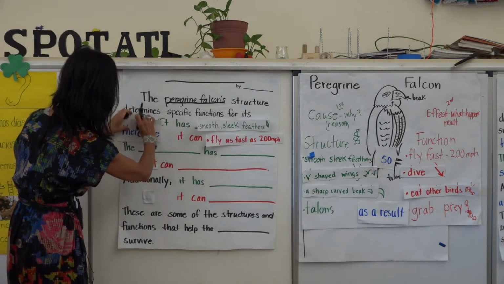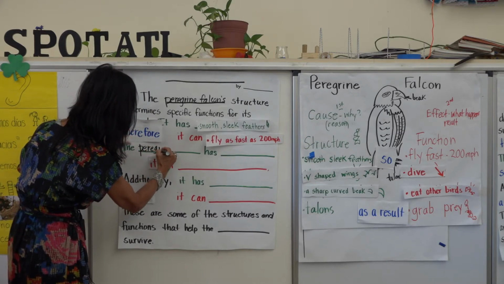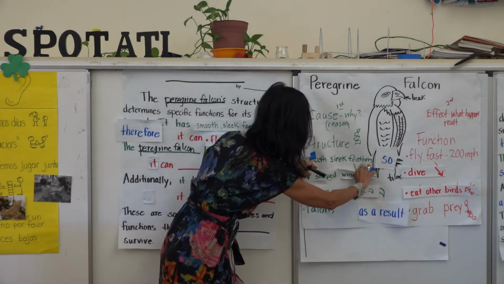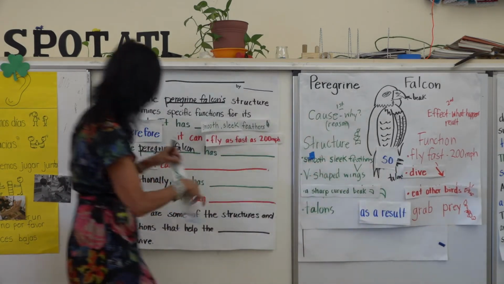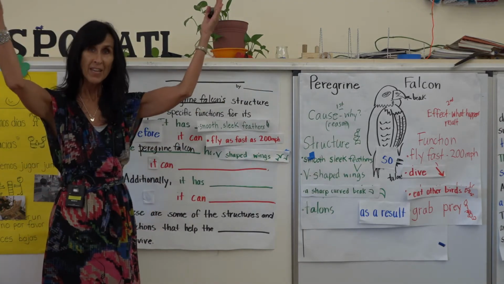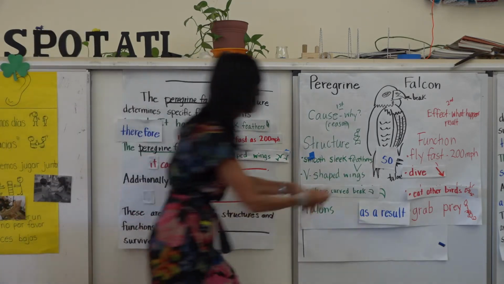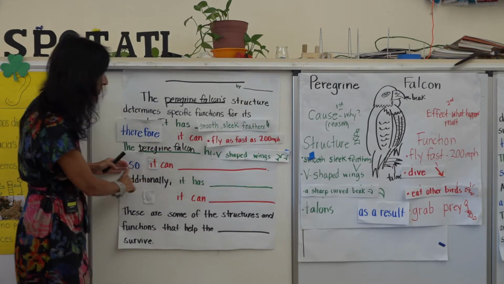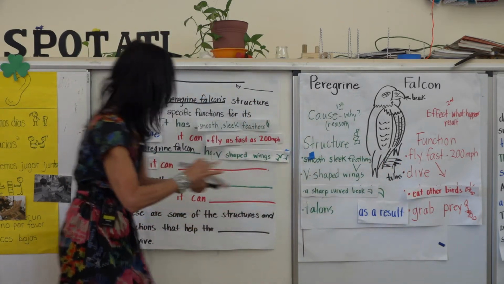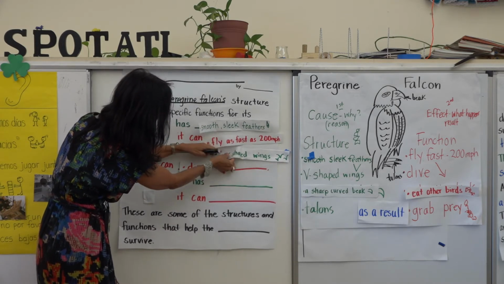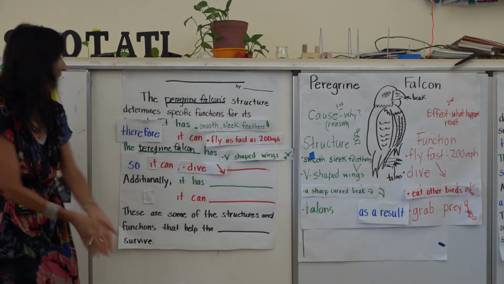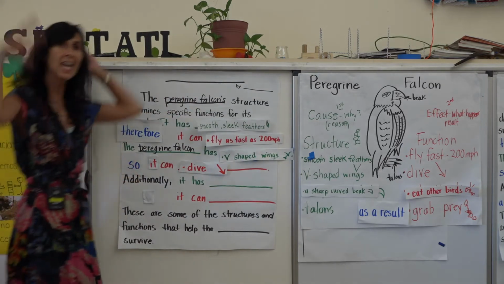Next fact. The peregrine falcon, because this is my topic, it's what I'm talking about, has, you remember this fact, V-shaped wings. Say it with me, V-shaped wings. Now I need my cause and effect language. So, it can, this is our action, dive. Read it with me, friends. The peregrine falcon has V-shaped wings, so it can dive.